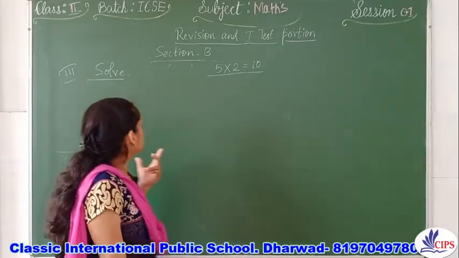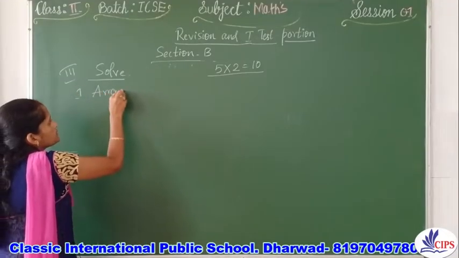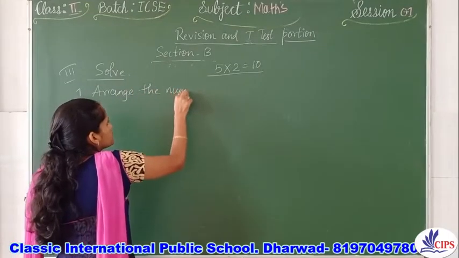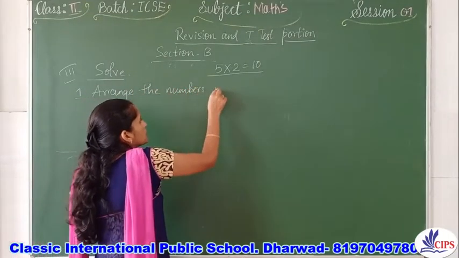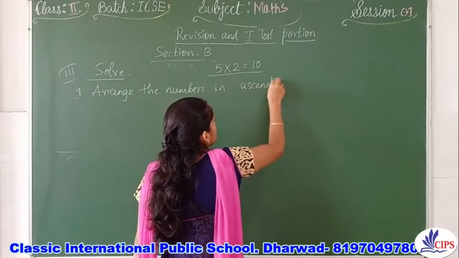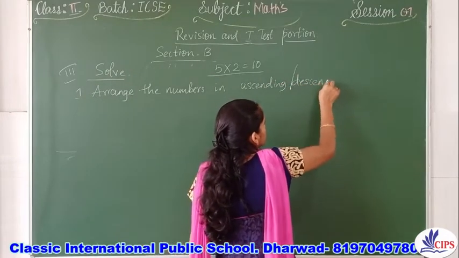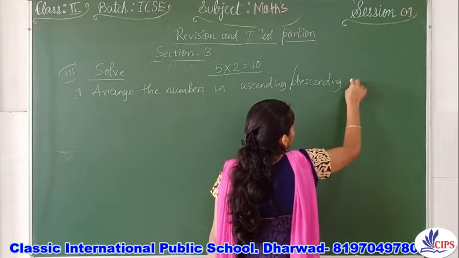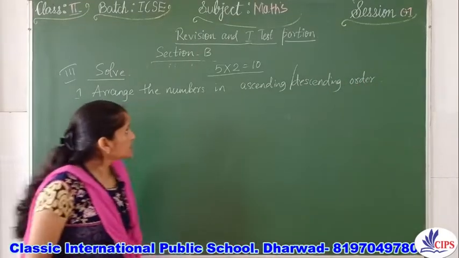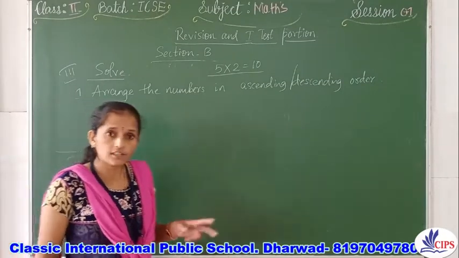Okay, now in the first one you will have arranging the numbers. Arrange the numbers in ascending order. See, I have given you both, because we have only 2 options, ascending and descending. Because if I say ascending, you'll practice only that. If I say descending, you'll practice only that. So I'm saying both.